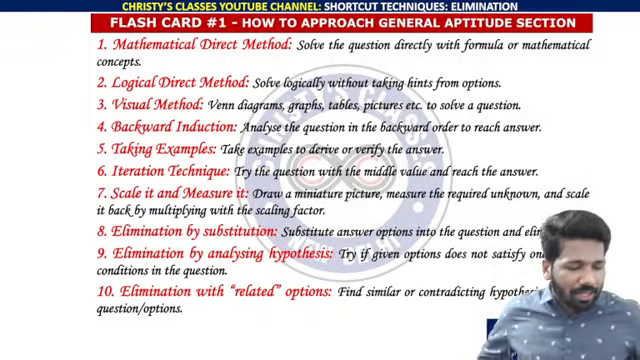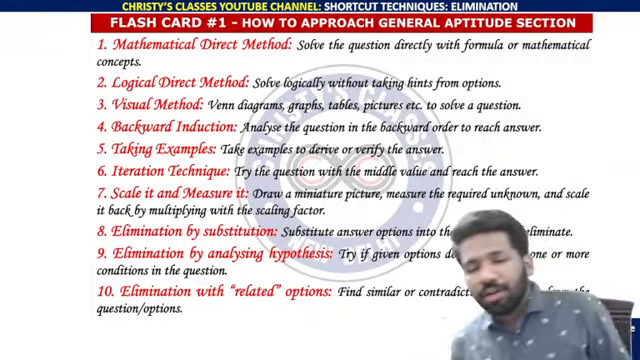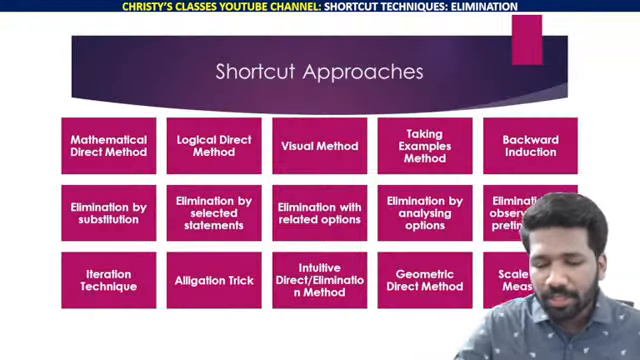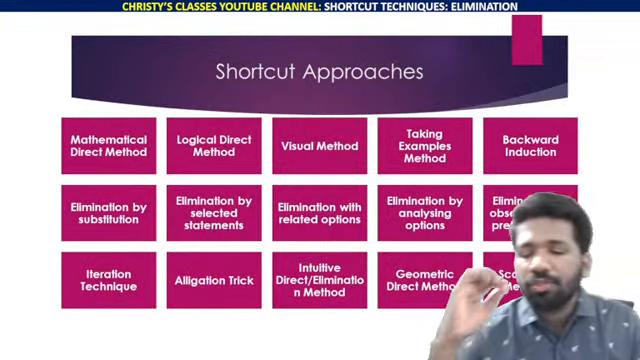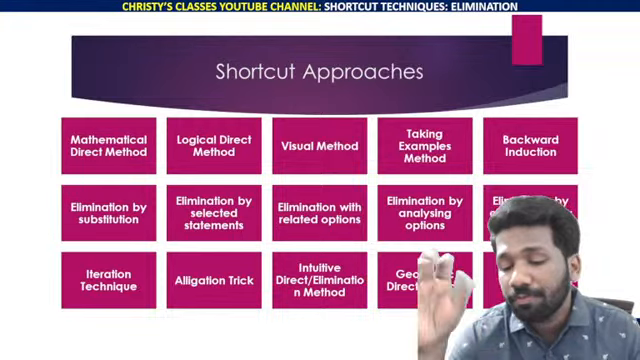Okay, so let us start today's session. As I told, I am focusing on different shortcut techniques. This is a list of some major shortcut techniques. There are at least 15 ways in which you can do general aptitude questions. These are those 15 methods.